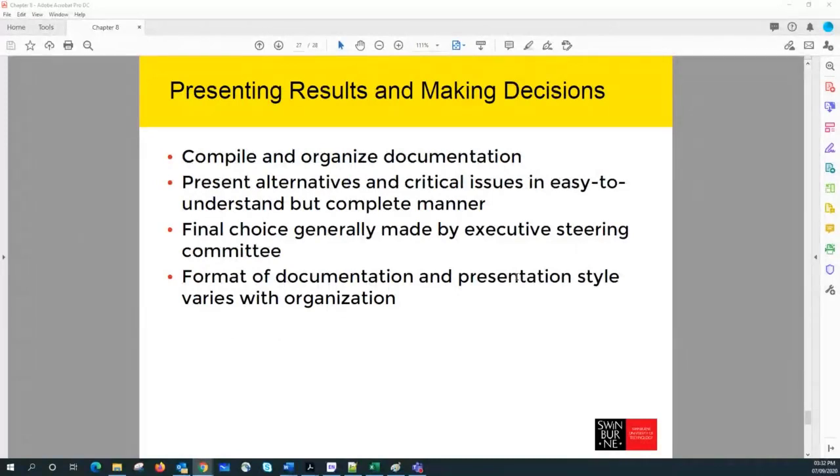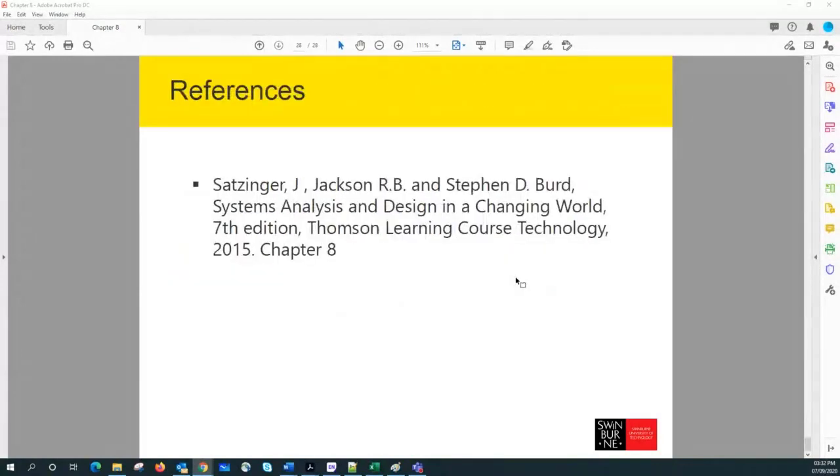Once we come up with a solution, we need to compile everything into one document. We can organize everything into one document and present these alternatives to our steering committee, and then get the final agreement or decision from the steering committee to go ahead with the project. That is how we usually go ahead with this sort of implementation strategy.